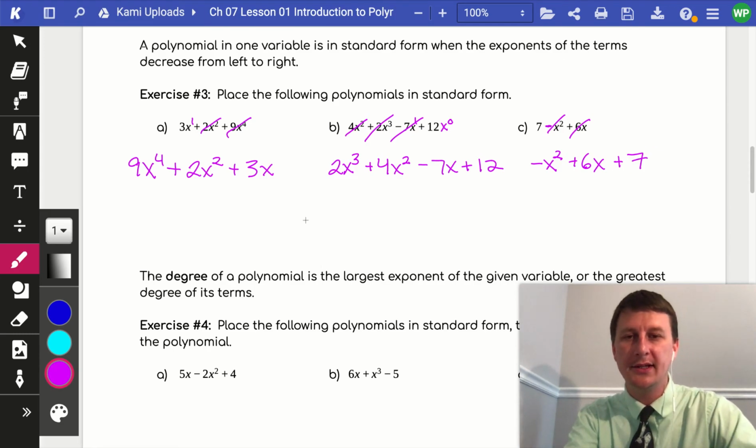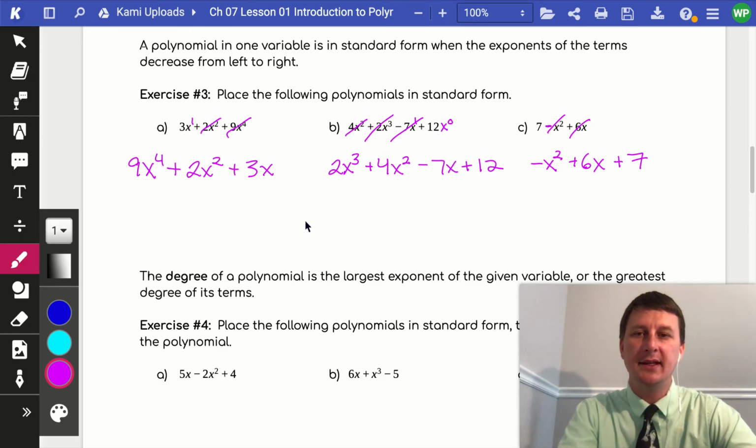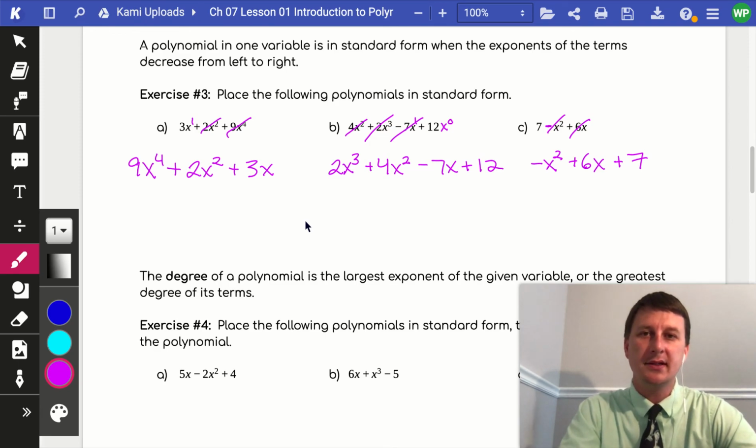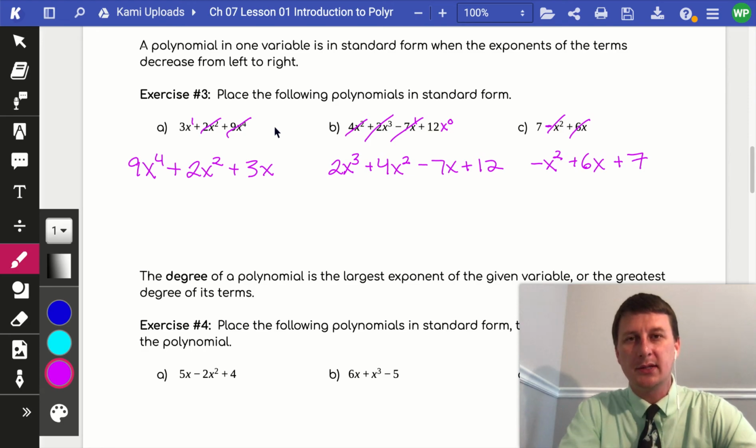So taking a look at these three, what we've done is we've taken these polynomials and we placed them in this thing called standard form, which is going to be very beneficial to us. Knowing how to do this and it becoming second nature to us as we begin more complex topics. So we always want to express our polynomials in standard form from this point forward. It will be very, very important to future topics.